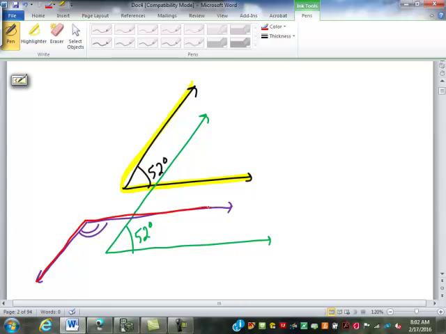If I were to take this and slide it up there, yeah, that would form a straight line, wouldn't it? So that has to be supplementary. 180 minus 52, or 128 degrees. So if I have an existing angle and I form another angle by making lines parallel to its sides, I either get an angle that's equal to it or one that is supplementary.